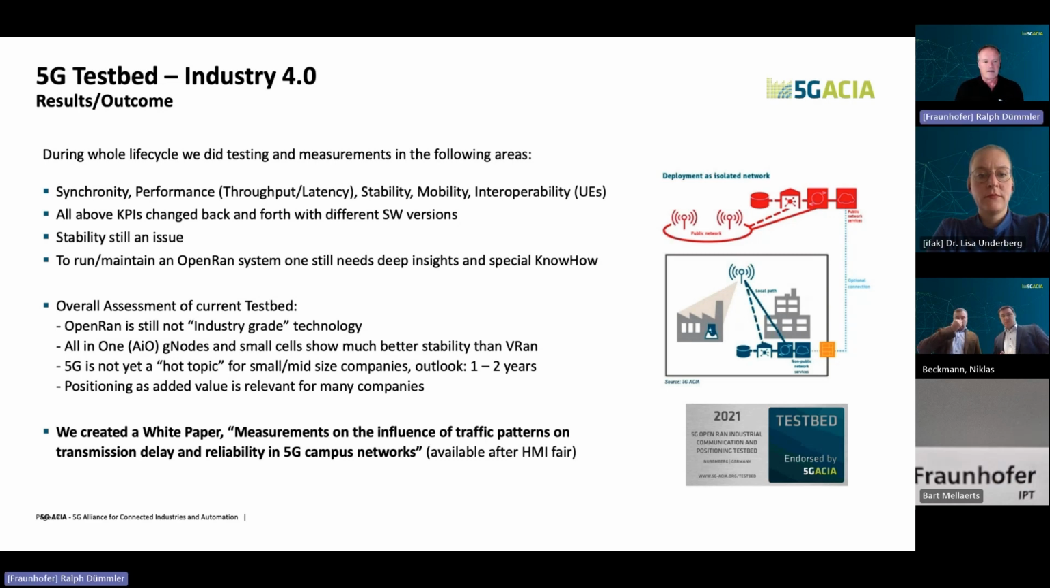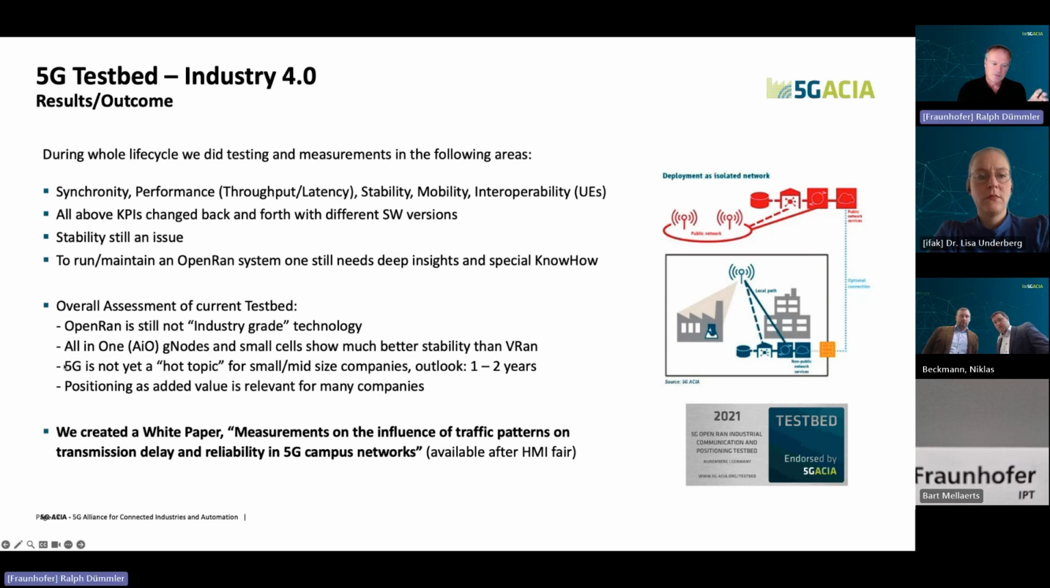Just a very quick note: the performance in general has improved a lot over time. We are not yet at industry grade, but we are close to getting it. What is fair to say is that there are all-in-one gNodeBs and small cells, which bring the CU, the DU, and the RU in one small box based on a special chipset. They are working very stable and quite well. The complete setup is much more stable than the vRAN approach.